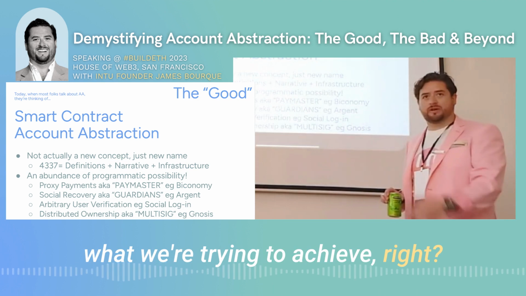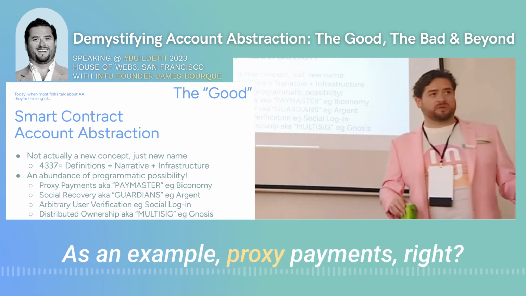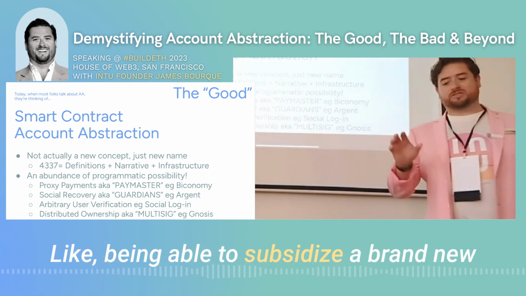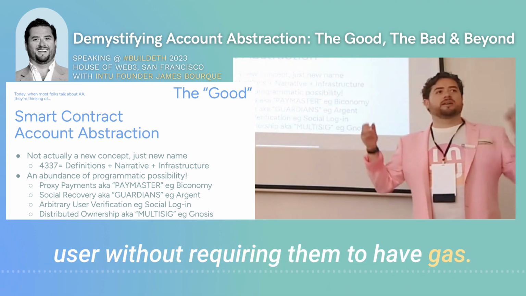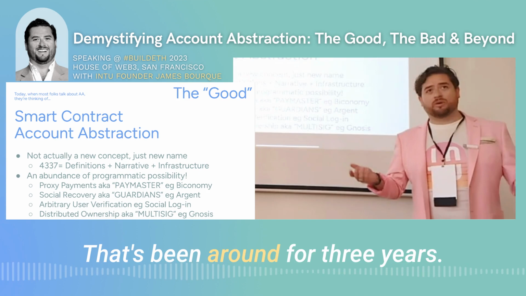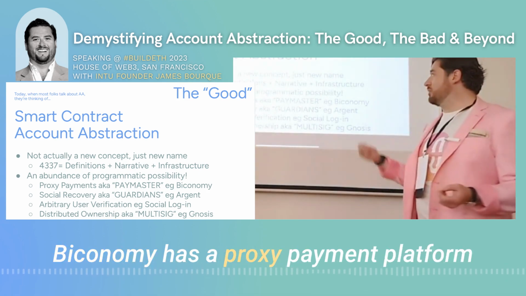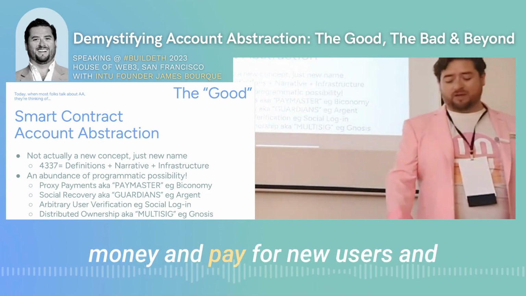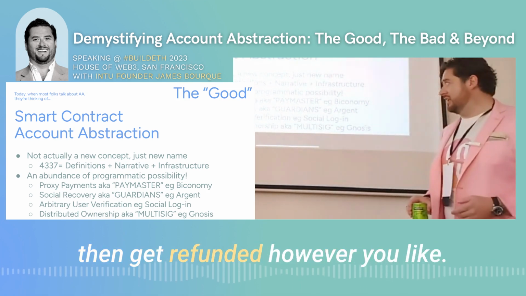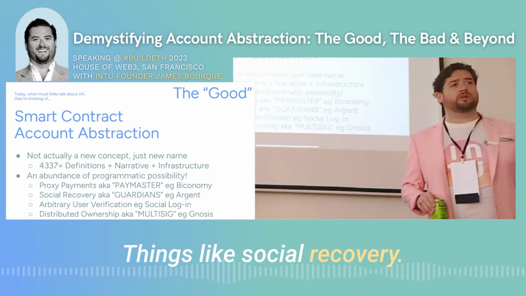trying to achieve, right? As an example, proxy payments, right? Like being able to subsidize a brand new user without requiring them to have gas. That's the Gas Station Network. That's been around for 3 years. Biconomy has a proxy payment platform where you can basically stream money and pay for new users and then get refunded however you like. Things like social recovery.